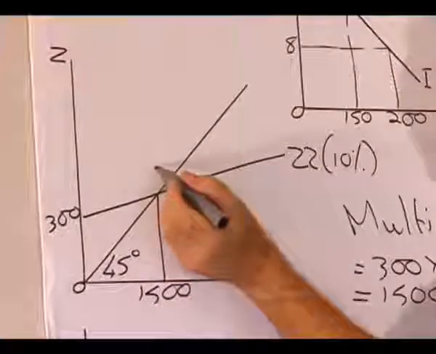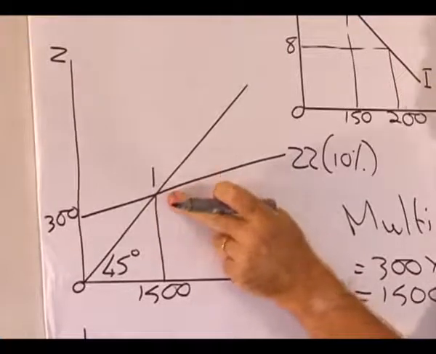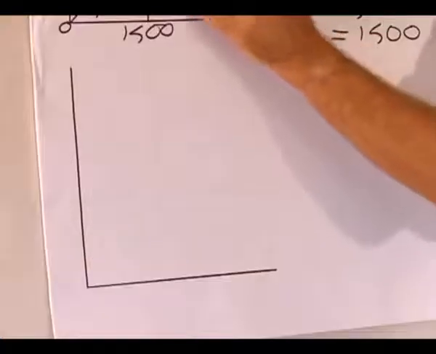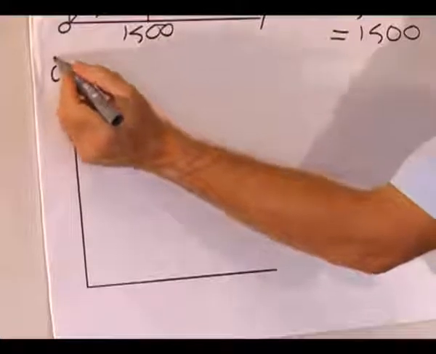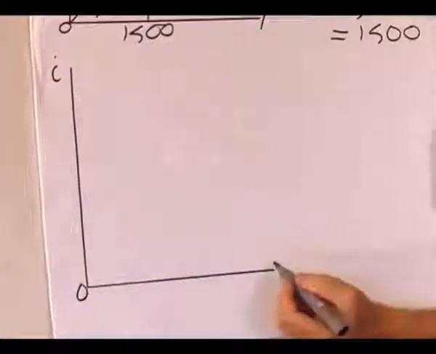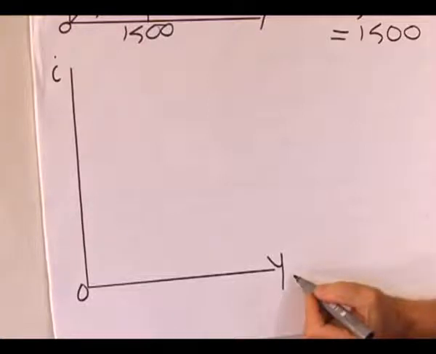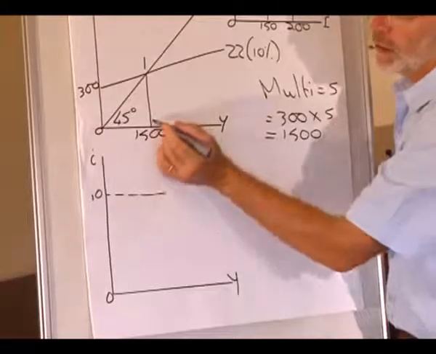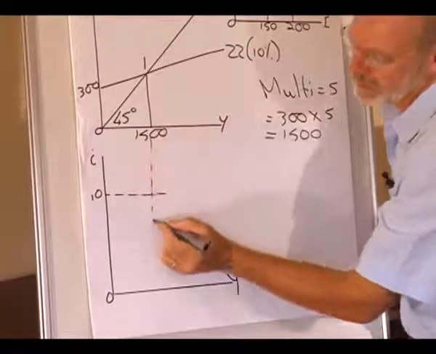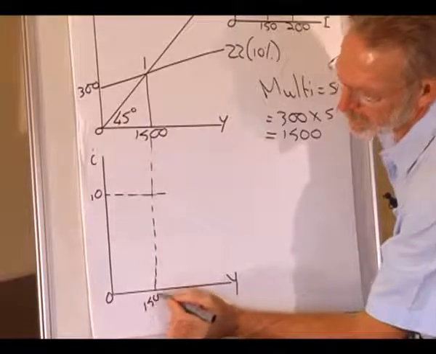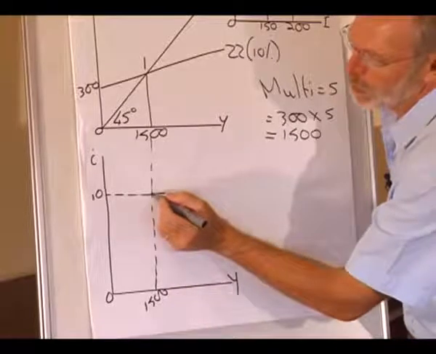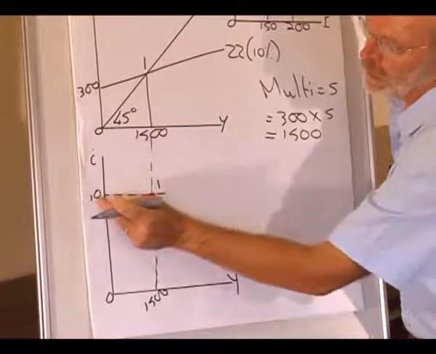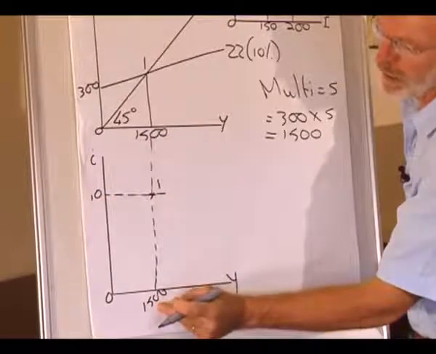So this point, let's make it point 1, represents equilibrium in the goods market if the interest rate is equal to 10%. Now we can transfer this to the bottom diagram, showing the relationship between interest rate and level of income. We know at an interest rate of 10%, the goods market is in equilibrium at 1,500. So this point represents equilibrium in the goods market with the interest rate of 10%, level of production 1,500.